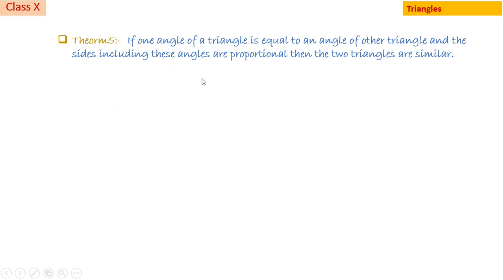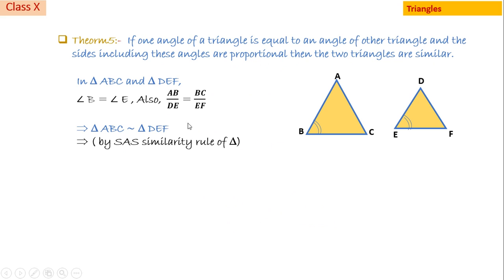Theorem 5. If one angle of a triangle is equal to an angle of another triangle and the sides including these angles are proportional, then the two triangles are similar. That is, it is given that AB by DE is equal to BC by EF. Also, the common angle, angle B and angle E are correspondingly equal. So, the triangles ABC and DEF are similar. And this rule is known as side angle side similarity rule of triangles.